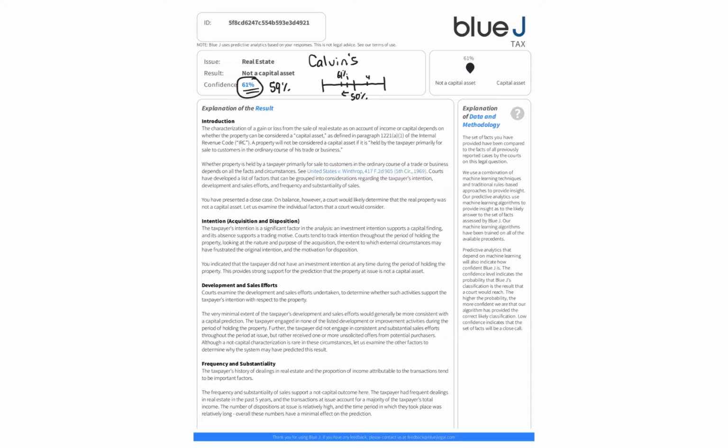We learned in the Suburban case that certain factors are super factors dealing with substantiality and frequency. And I told you that specifically questions O and P. Specifically question P, what I did was, Calvin had 50 sales transactions in the 5 previous years. I changed that. I said, what if I change it from 50 to 1? Because some of the other cases over here, cases 3 and 4, had 1 or not many, maybe just a few. So when I changed it from 50 to 1, guess what happened? It went from 61% to 53% not a capital asset. There was an 8% change.